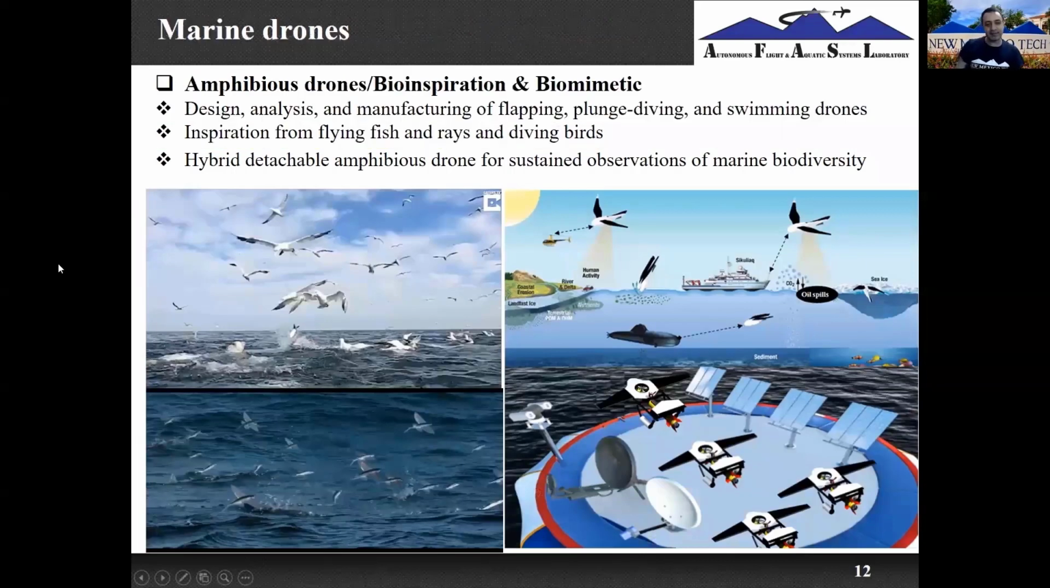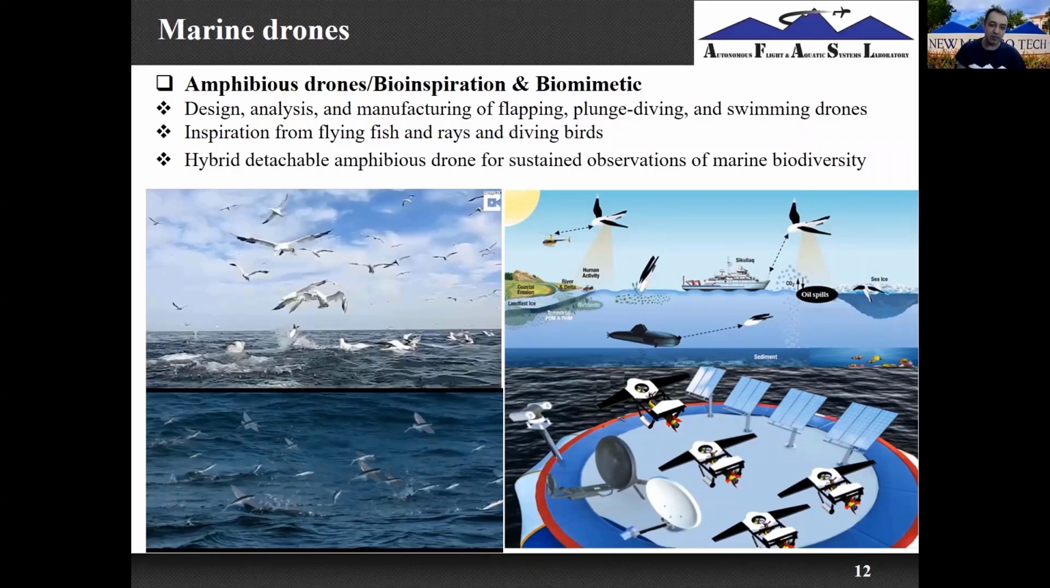So as I said, drones have different types of applications. One of the applications of drones is for marine environments. Marine environments means that we can have different types of drones which can fly over the ocean or the seas.